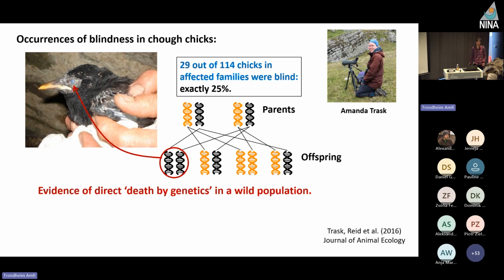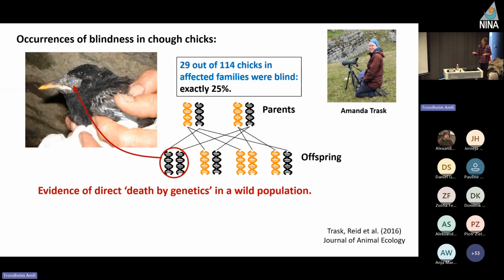So this seems to be evidence of direct death by genetics in a wild population of immediate conservation concern. And while we might quite commonly postulate that that is the case, actually there are still quite few examples of where this has actually been demonstrated in nature. It's a very interesting case study.